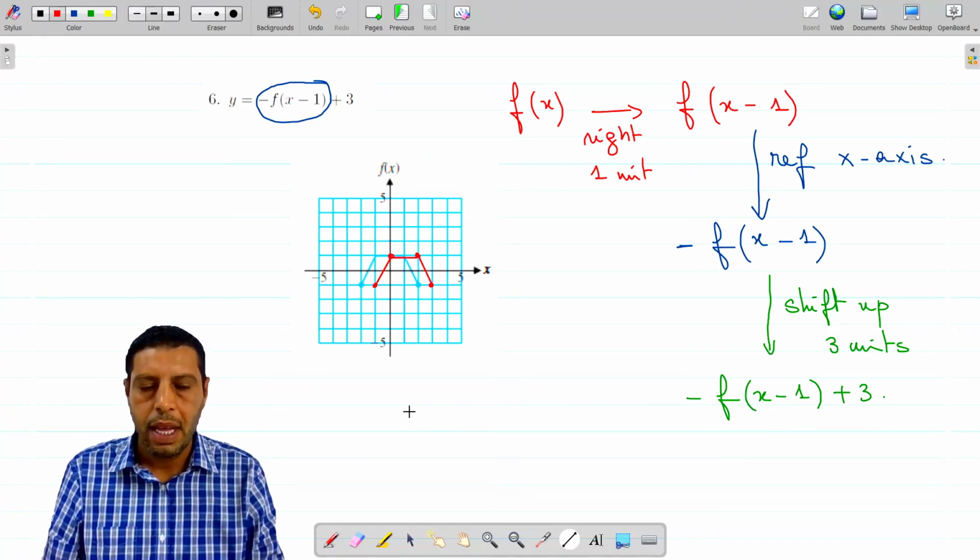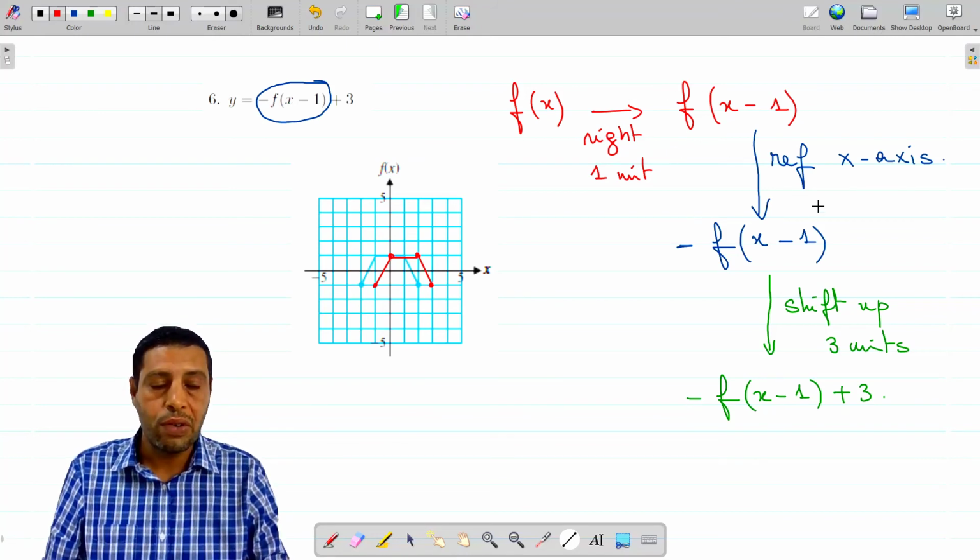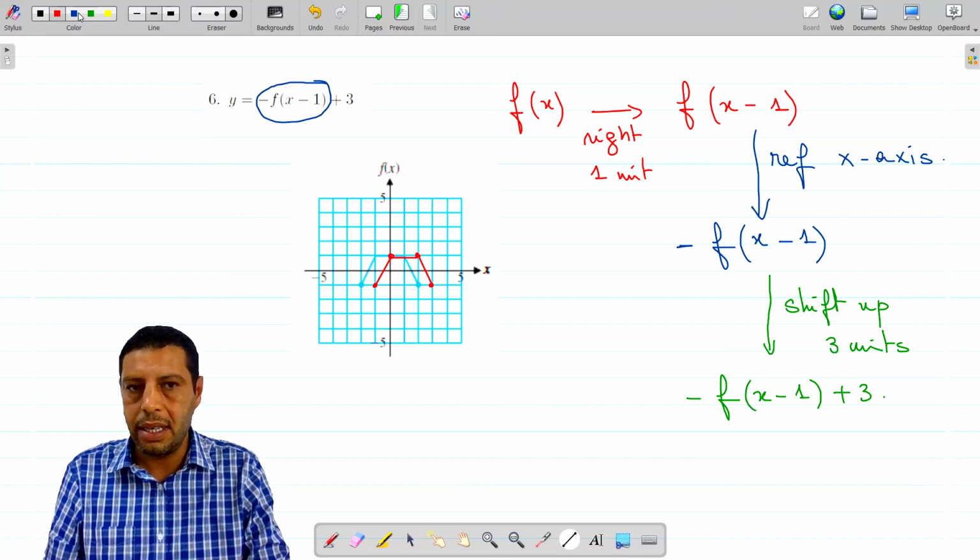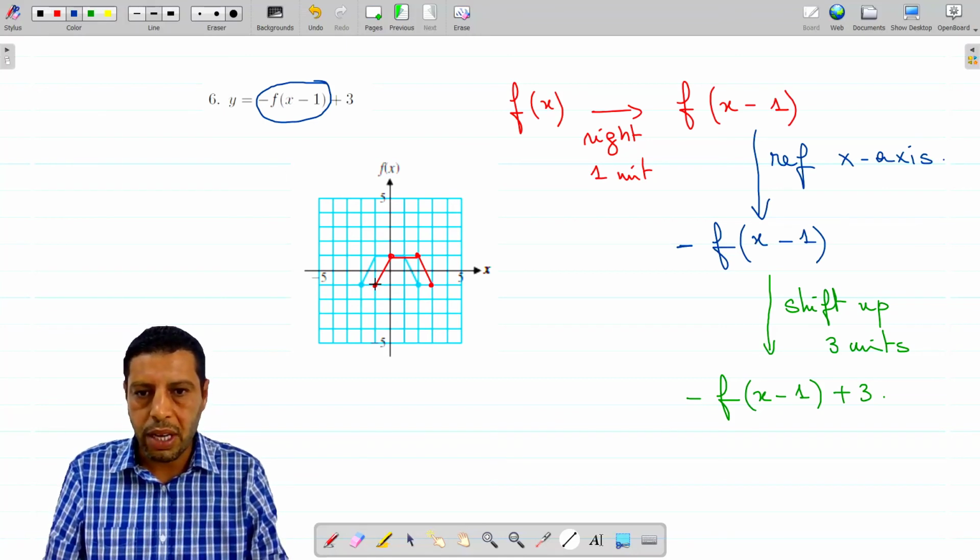Okay, now to the red one, we'll apply a reflection in the x-axis. So it's easy here. We'll do it in blue. So we're gonna reflect these points. Okay, this point becomes here. This point is here, moved here. This point will be moved here, and the last one will be moved here. And you join your points.